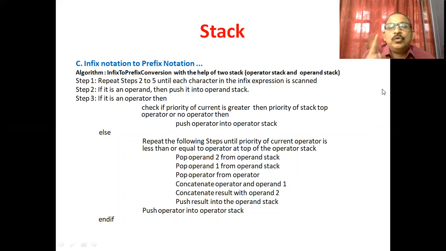Pop two operands from the operand stack and store these popped elements into operand 2 and operand 1. Next, pop the operator from the operator stack. Next, concatenate the operator and operand 1. Next, concatenate the result with operand 2. Push the result into the operand stack. After repeating these steps, the next step is to push the operator into the operator stack. Next is the ending.